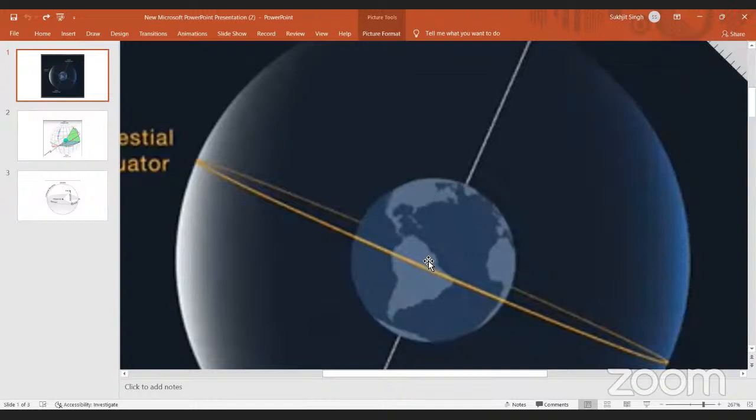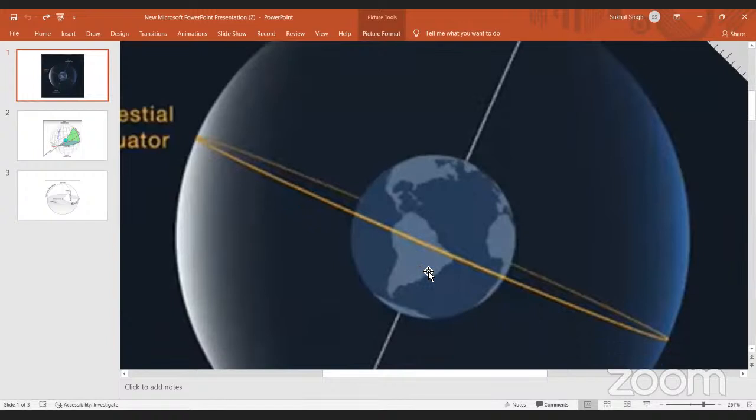I don't know how to make a line from here, but I guess you can understand that this is at an angle of 34 degrees with respect to the equator. Are you guys able to follow till now? Yes. Anyone else? Are they facing any doubts?